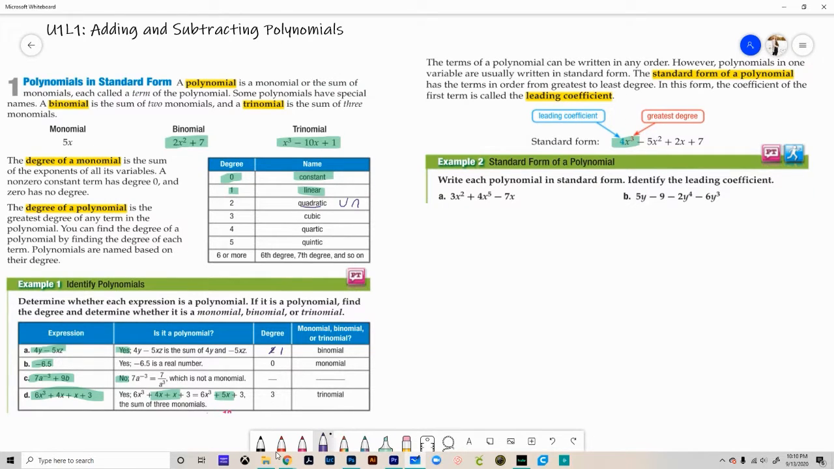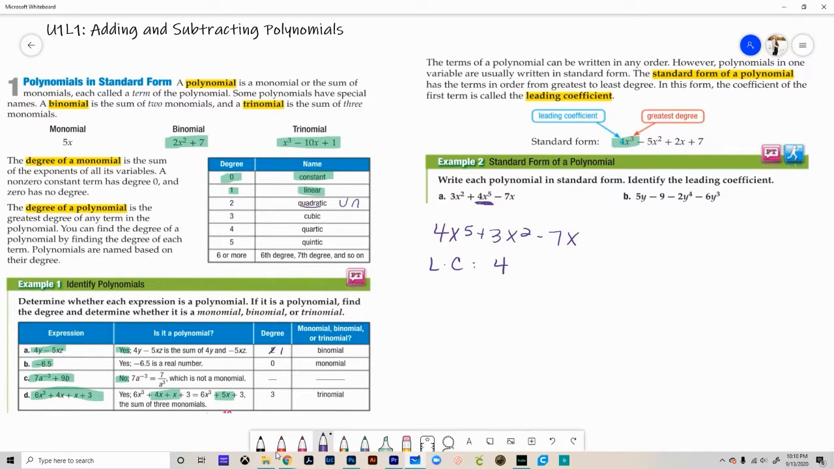So I'm going to go ahead and look at part A, standard form. This is our highest degree right here. We've got 2, 5, and 1, but 5 is the highest degree. So I'm going to write 4x to the 5th first, and then I'm just counting down from here. So 3x squared minus 7x. Okay, so there it is in standard form. The leading coefficient is that first coefficient, which is 4.